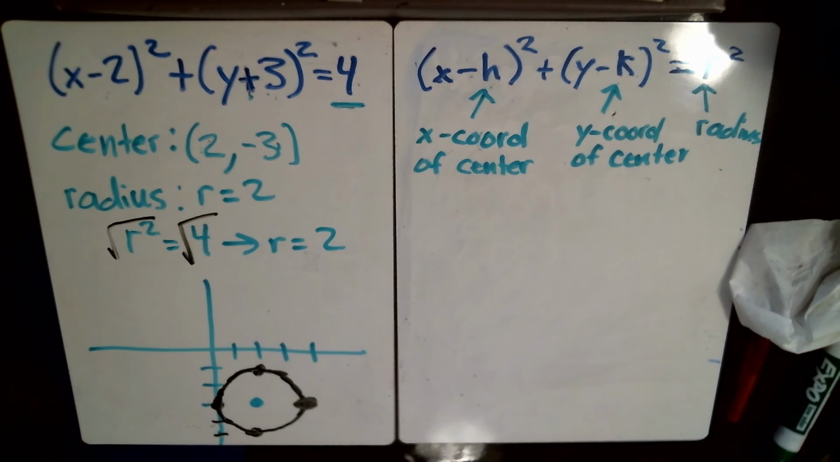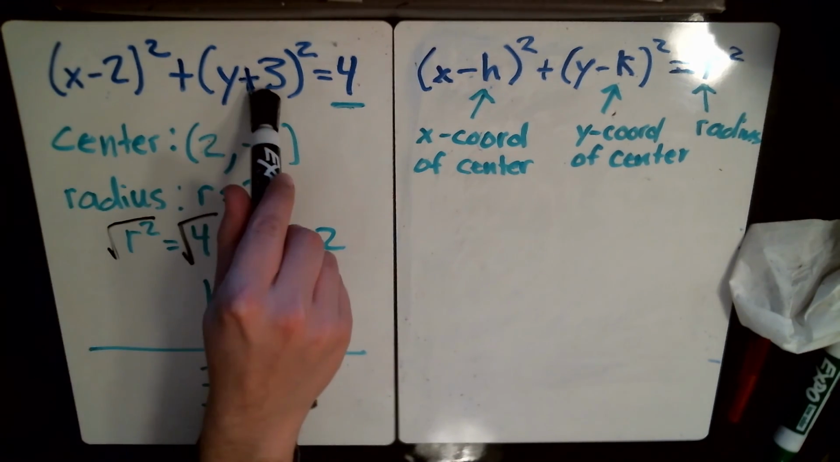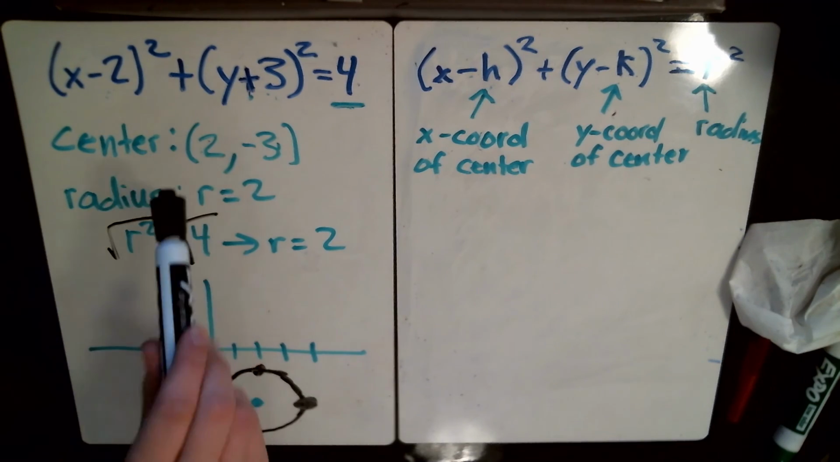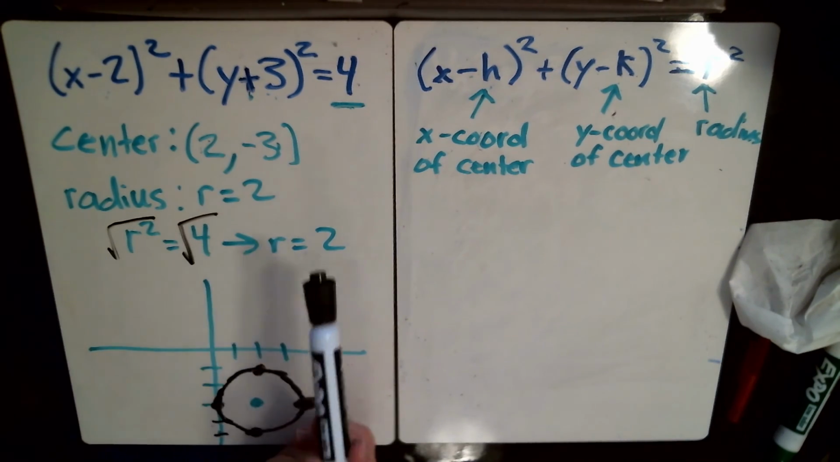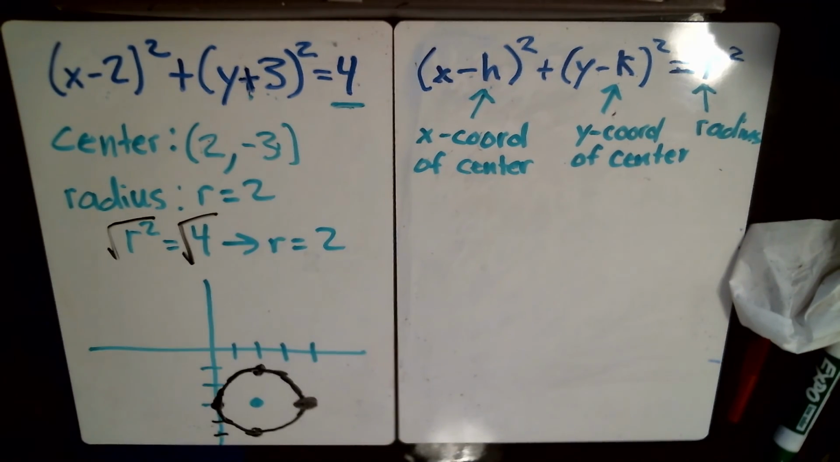So that's how we would graph our circle. You take the numbers in here, switch the signs to get your center, and for the radius, you take the square root of the number on the other side. That should help you do one homework problem.